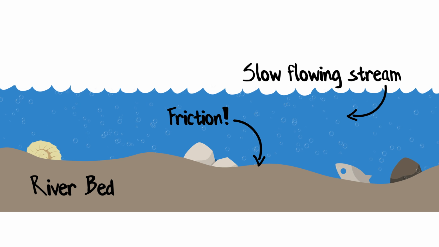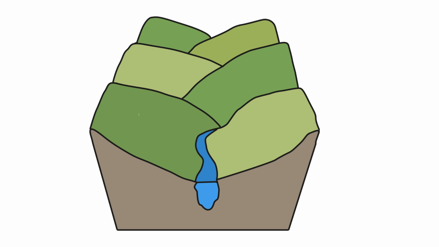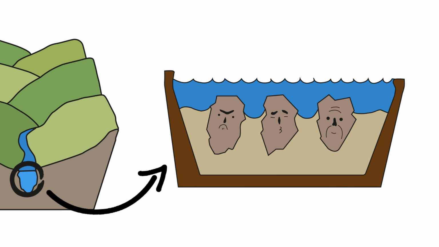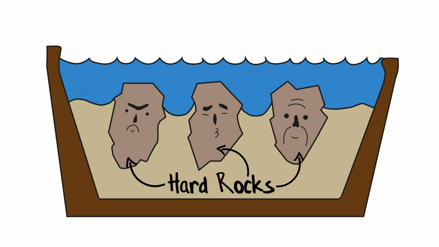the friction of the riverbed and avoid obstructions. It winds and bends around spurs and mountains and creates interlocking spurs. But sometimes, those hard rocks are underwater. Whether they are small ones or parts of them are buried underground, the river avoids them at all costs.